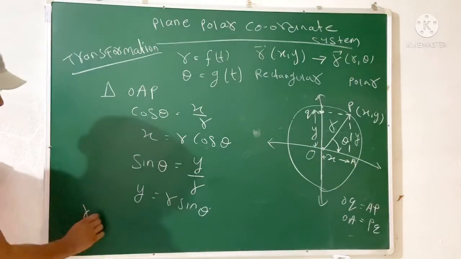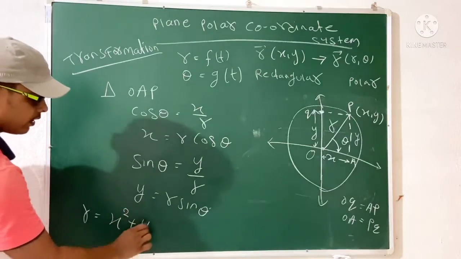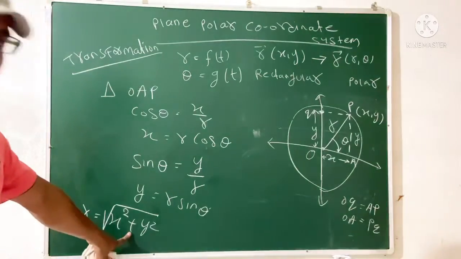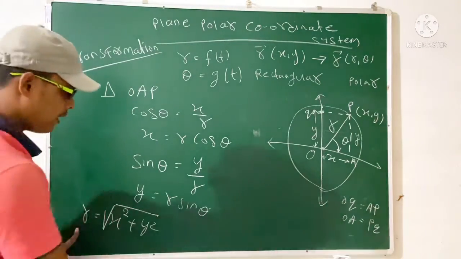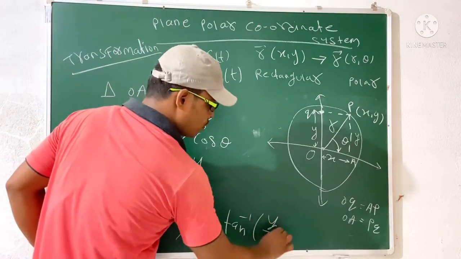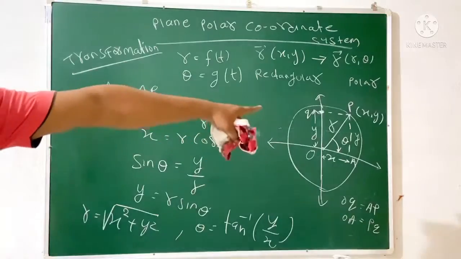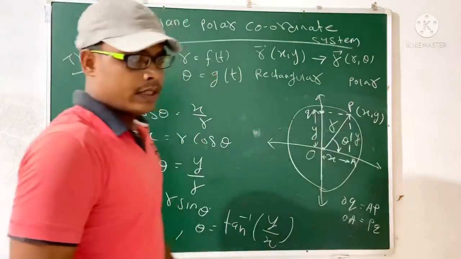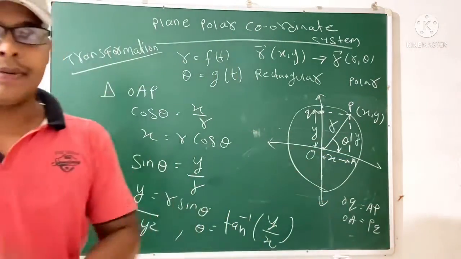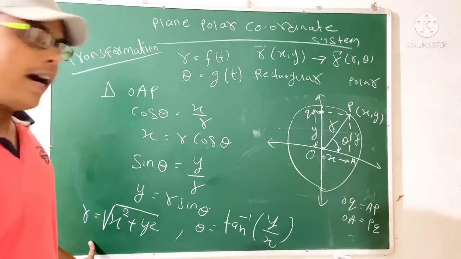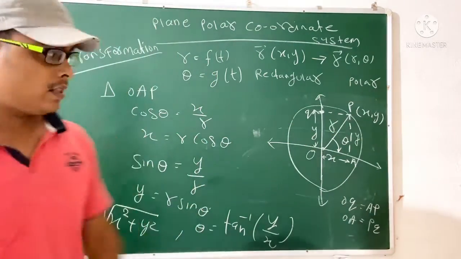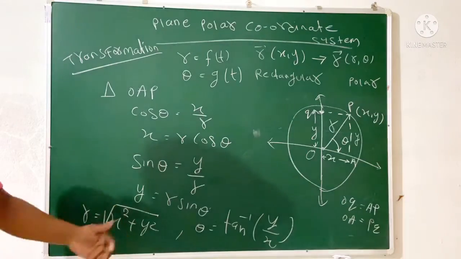Okay, so what is r? R is nothing but the square root of x square plus y square. So this is one transformation of your rectangular coordinate system to the polar coordinate system. And what is theta? Theta is nothing but tan inverse y by x. So if a point in the rectangular coordinate system is given to you, how will you find the r and theta values? R is the square root of x square plus y square, and theta is tan inverse y by x. So this is the transformation to the polar coordinate system.